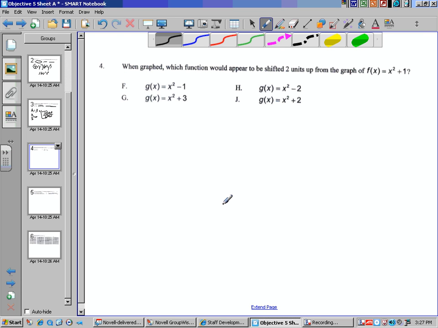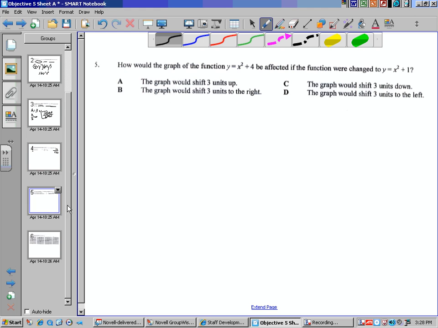It says, when graphed, which function would appear to be shifted 2 units up from the graph of f of x equals x squared plus 1? So first off, if we're moving up, I'm going to add. And I'm going to add 2 to this last number. Well, I will have x squared plus 3. So your answer should have been G. The next one, pause the video and come back and see how you do.